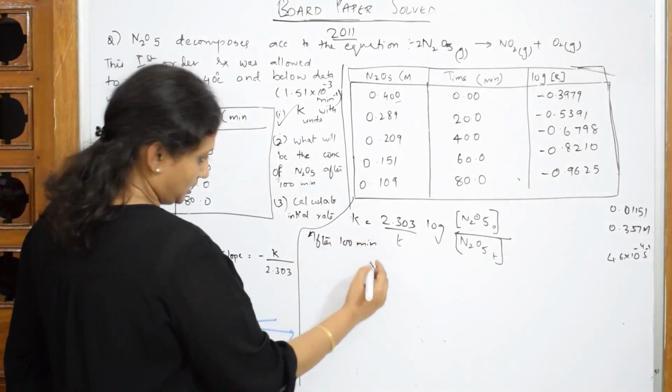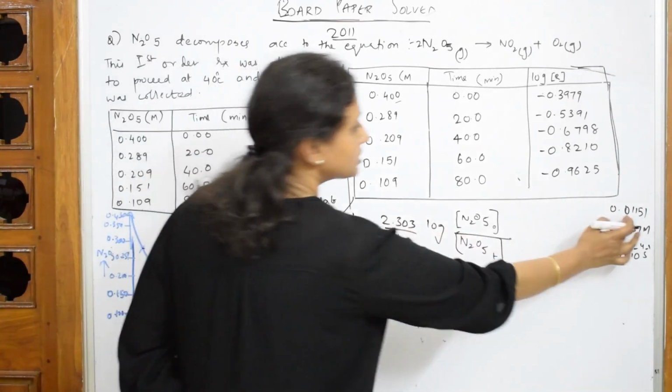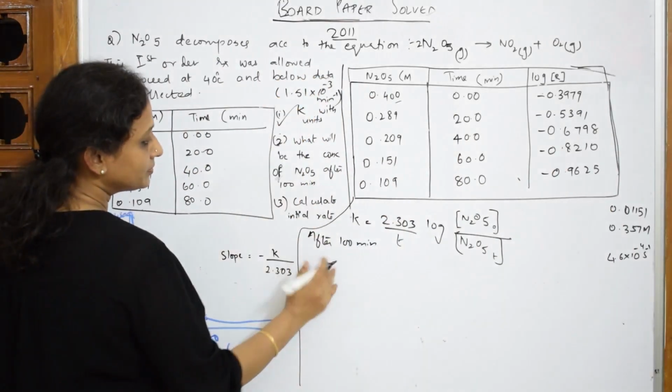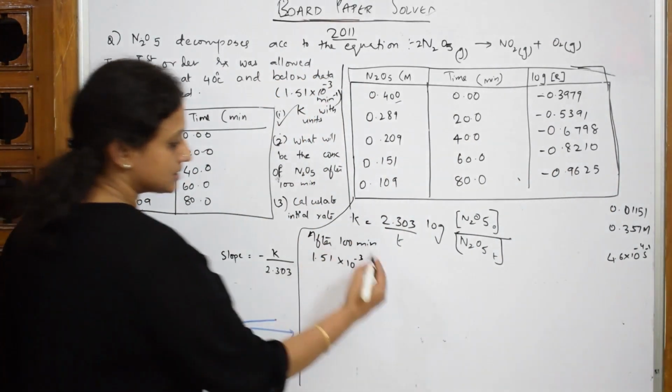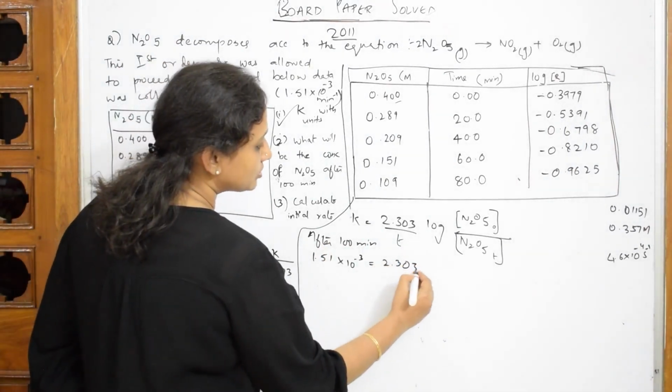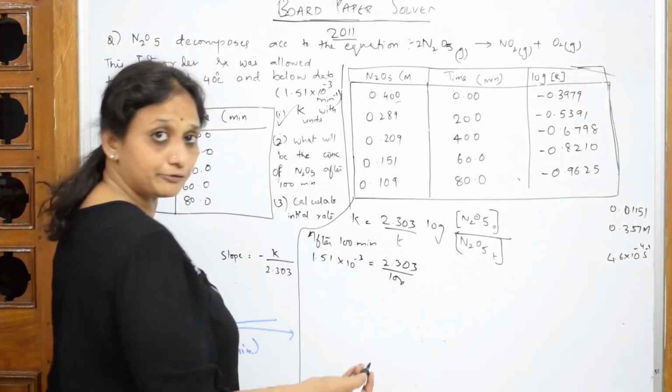What do I get? How much did I get for K already? I've got, how much is the answer which I've got here? It is 1.51 into 10 raised to the minus 3 is equal to 2.303 by T. How much is the T value they've asked us? 100. After 100 I have to find out.